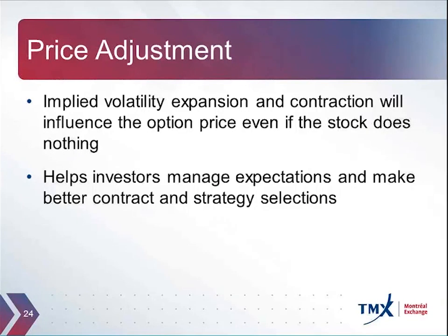So what understanding implied volatility versus historic volatility does is it helps the investor manage expectations and make better contract and strategy selections. For example, if I look at a stock and I can see that the implied volatility of the options contracts is higher than the historic volatility, in other words the market is pricing in a substantial move greater than what the stock has been doing historically, then I'll look to a spread strategy. I'll look to implement a bull call spread or a bear put spread to help offset that expansion of implied volatility. So it's just one way that you can use these two variables to help make a better decision when it comes to selecting your strategy.